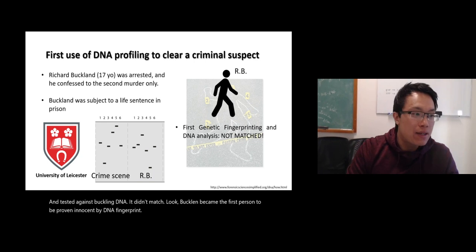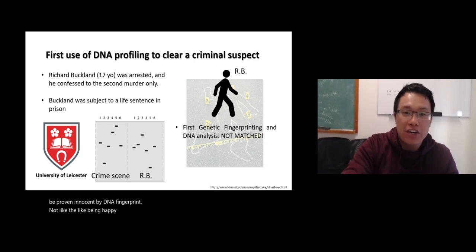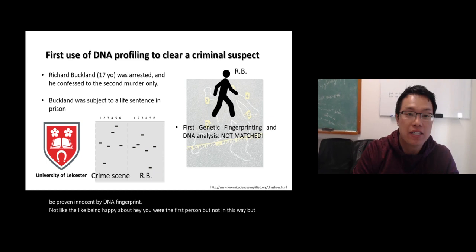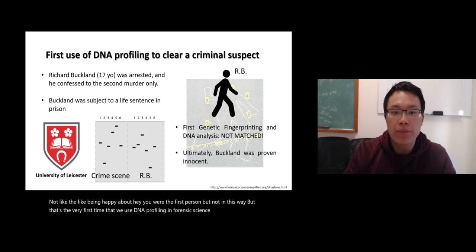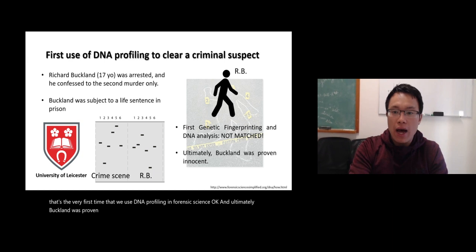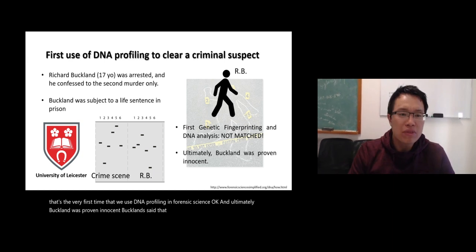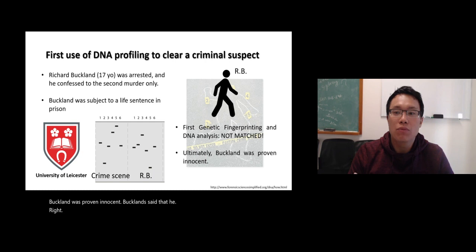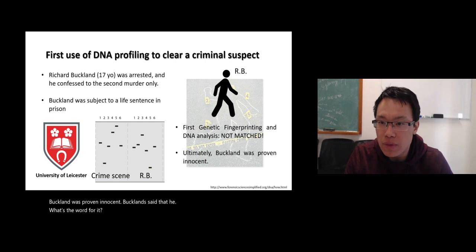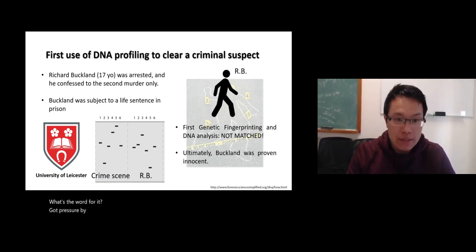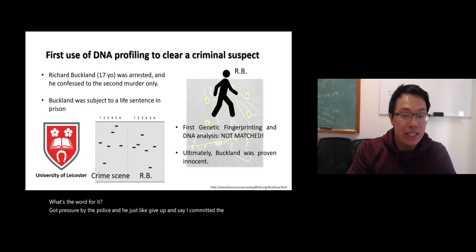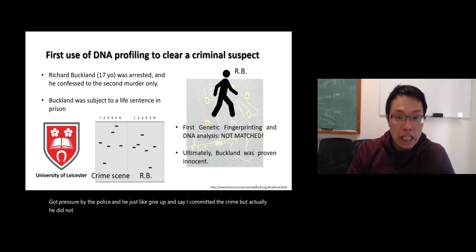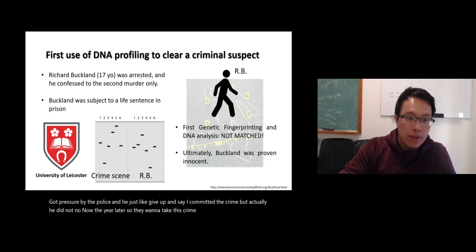Buckland became the first person to be proven innocent by DNA fingerprinting. Not that he'd be happy about being the first person, not in this way. But that was the very first time we used DNA profiling in forensic science. Ultimately Buckland was proven innocent. He said that he got pressured by the police, and he just gave up and said he committed the crime, but actually he did not.